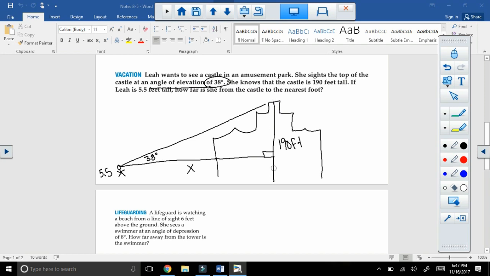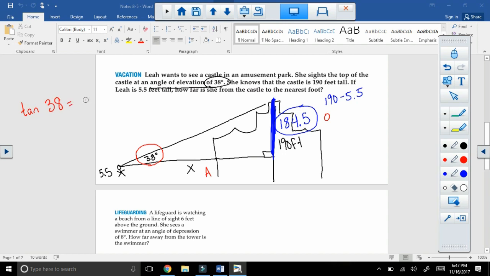But if she knows that the whole castle is 190 feet, and she herself is 5.5 feet, that does not make this side here 190. That would make this side 190 minus 5.5. So the actual part of this triangle is only going to be 184.5 feet. And that's the number that you need to use when you set up your sine, cosine, or tangent ratio. So from this angle, this is the opposite, and this one is adjacent. I would use tangent to set this up.